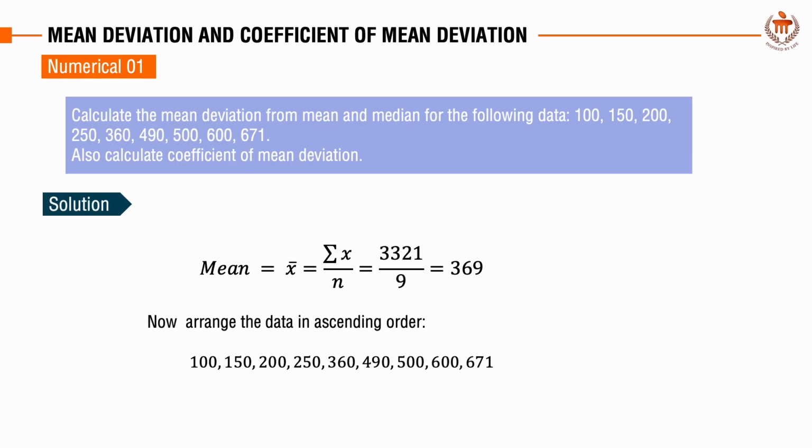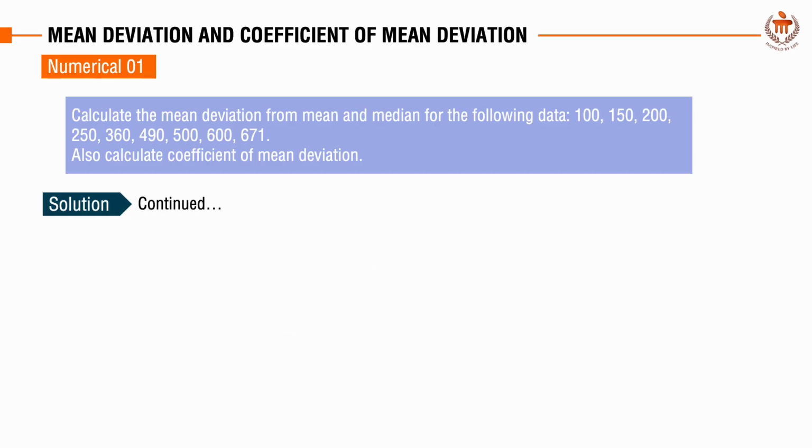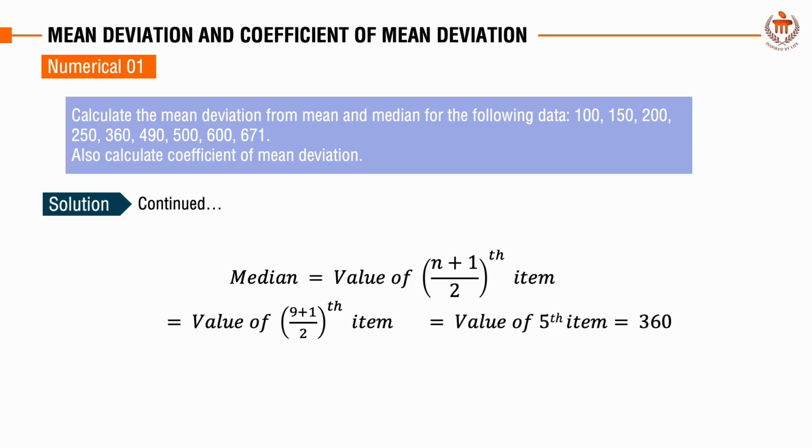For calculating the median, I need to arrange this data in ascending order: 100, 150, 200, 250, 360, 490, 500, 600, 671. The median is the middlemost value, so I need to find the (n plus 1) by 2 observation. Since the total number of terms is 9, the median here is the fifth term, and when arranged in ascending order, the fifth term is 360.